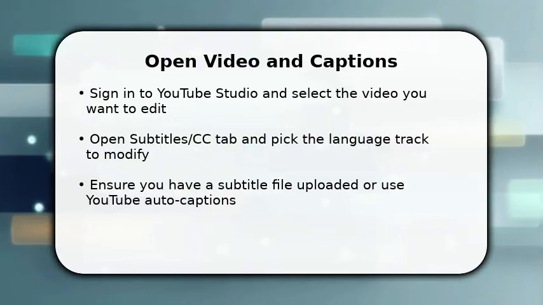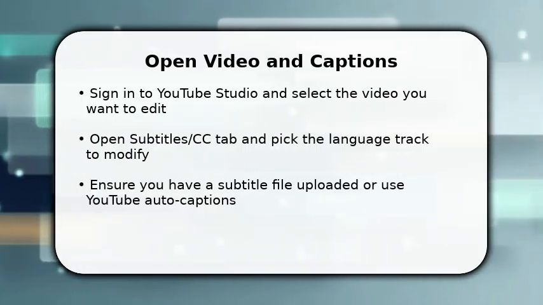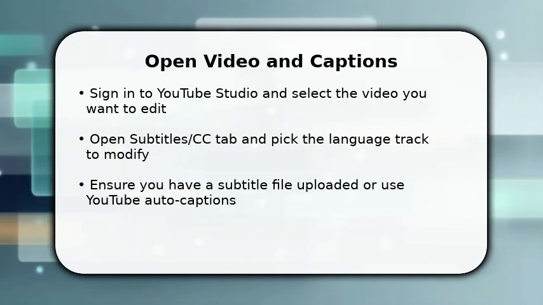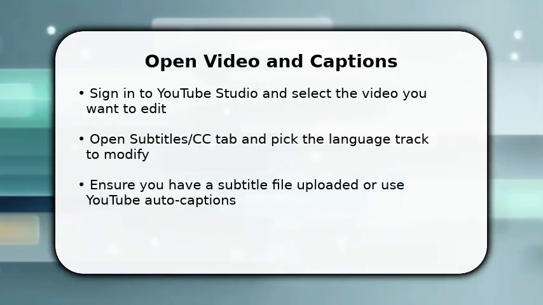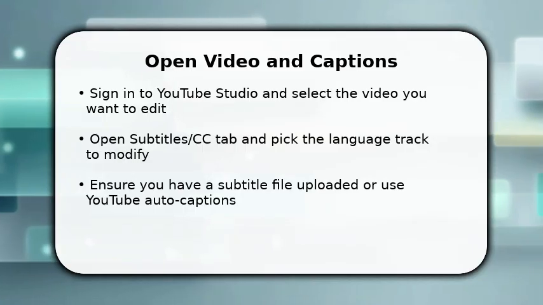You start by opening YouTube Studio and selecting the specific video you want to change. Once in the video details, go to Subtitles/CC and choose the language track you'll edit. If you haven't uploaded captions yet, add a subtitle file or enable auto captions first. Make sure the track is active.